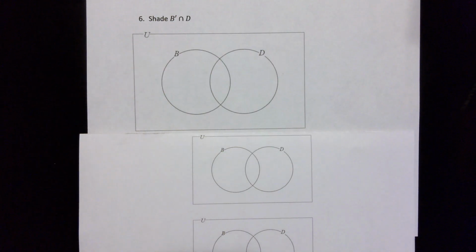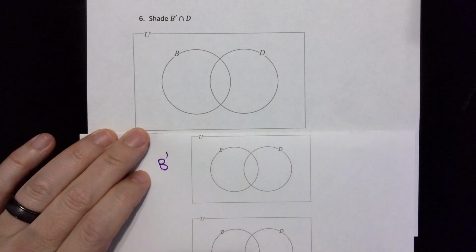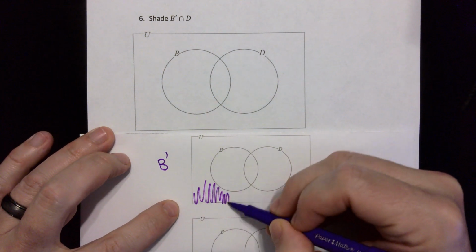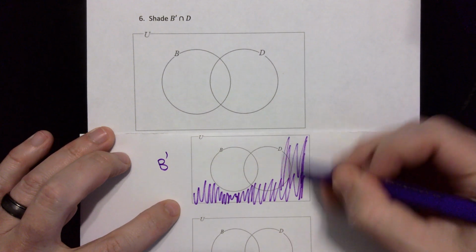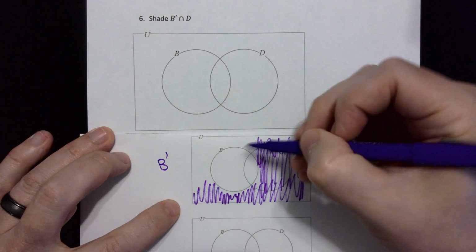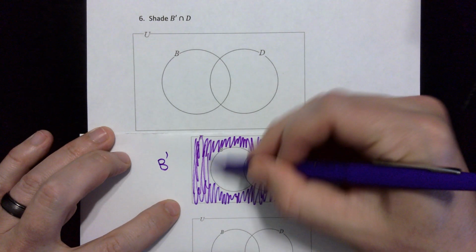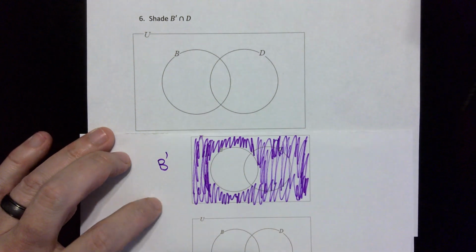Okay, this will be the last one. It's asking us to find B complement intersect D. So B complement is everything that's not B. So let's shade everything that's not in B. Once I get done, there should be only B left unshaded. So this is B complement, everything except for B.